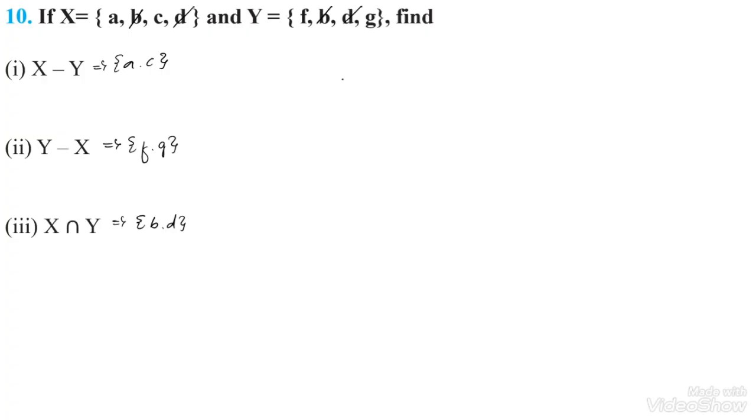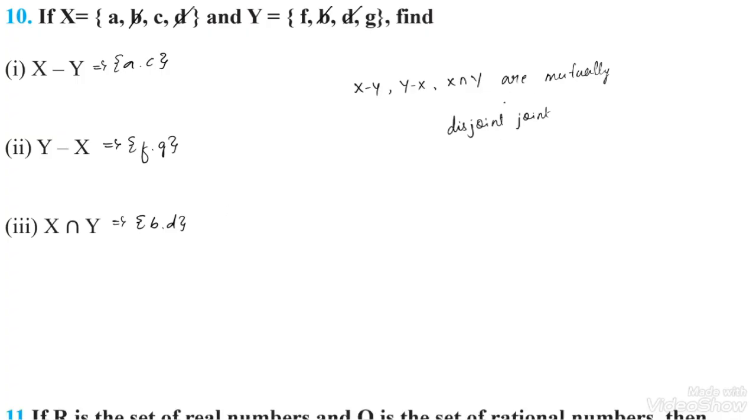As we know the result, X minus Y, Y minus X and X intersection Y are mutually disjoint sets. We already know this result, mutually disjoint sets, because when we take the intersection between any two of these sets, there are no common elements here. Therefore, X minus Y, Y minus X and X intersection Y are mutually disjoint sets.